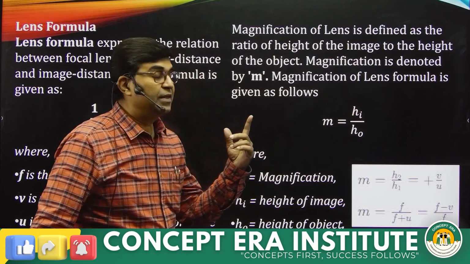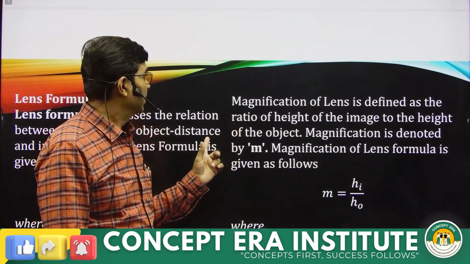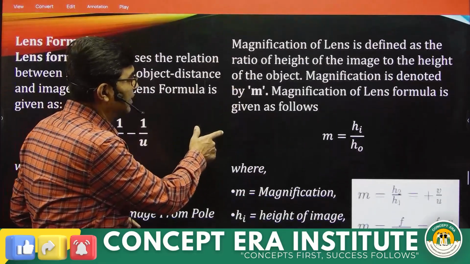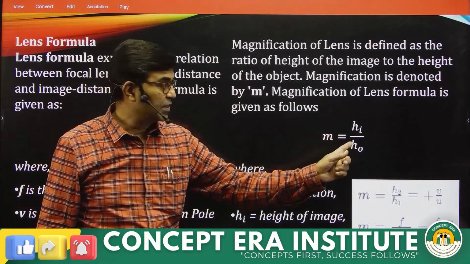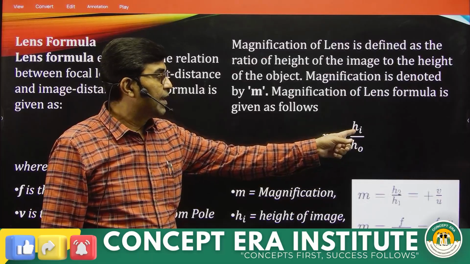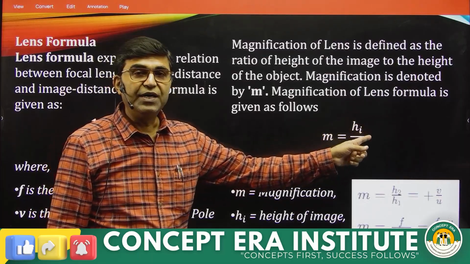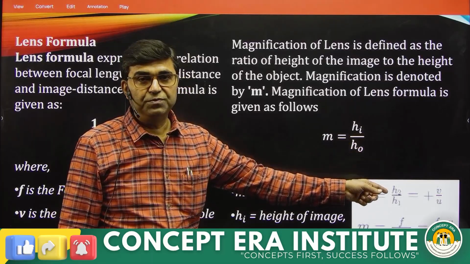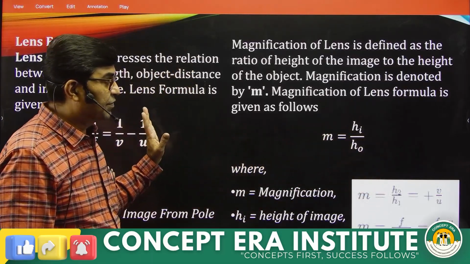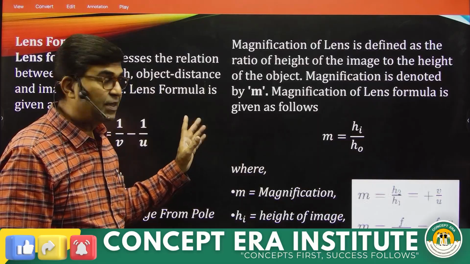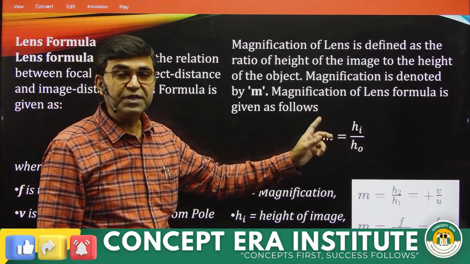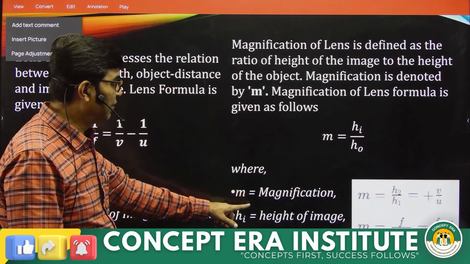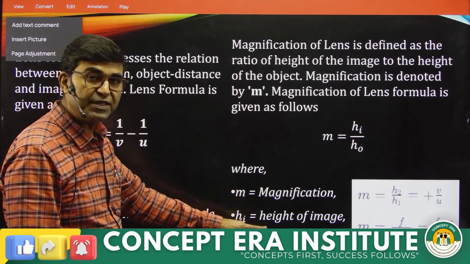Just like we had magnification in the case of mirrors, we have magnification in the lens also. The same formula is there. Magnification is equal to height of image upon height of object, or v upon u. Magnification in the case of mirrors was m is equal to minus v upon u, but here it will be v upon u. Here m is the magnification, hi is the height of the image, and ho is the height of the object.